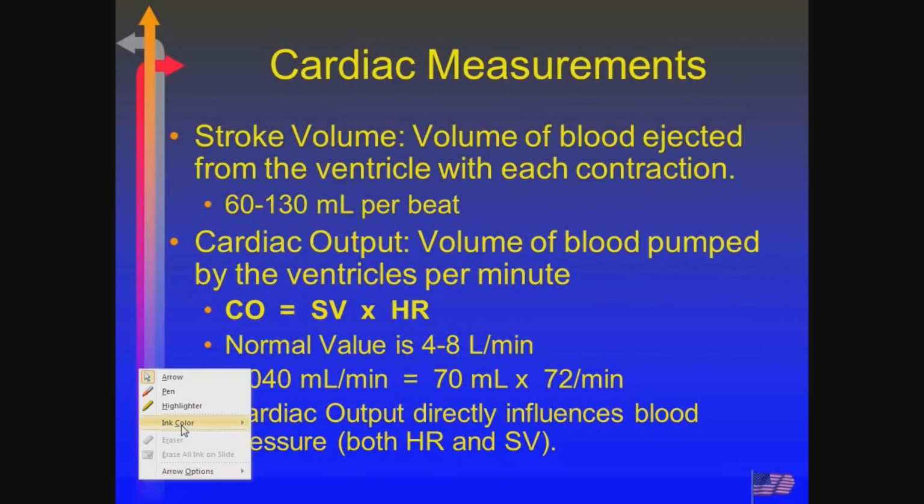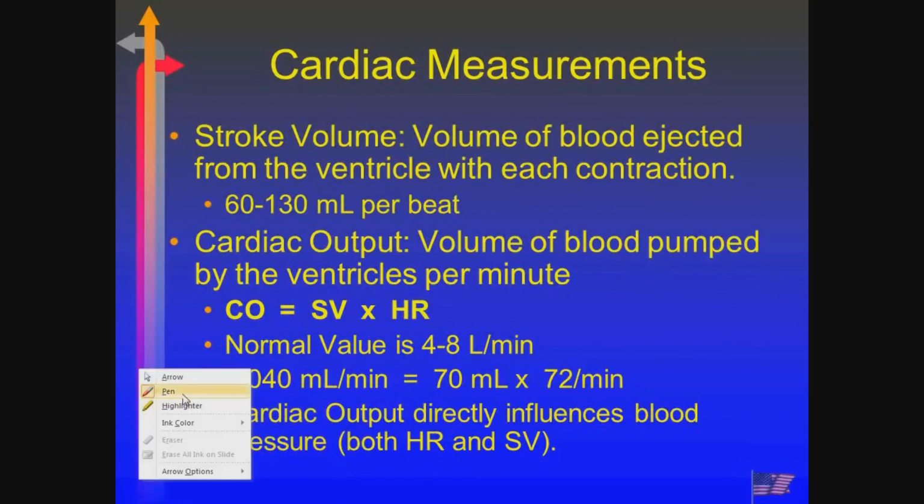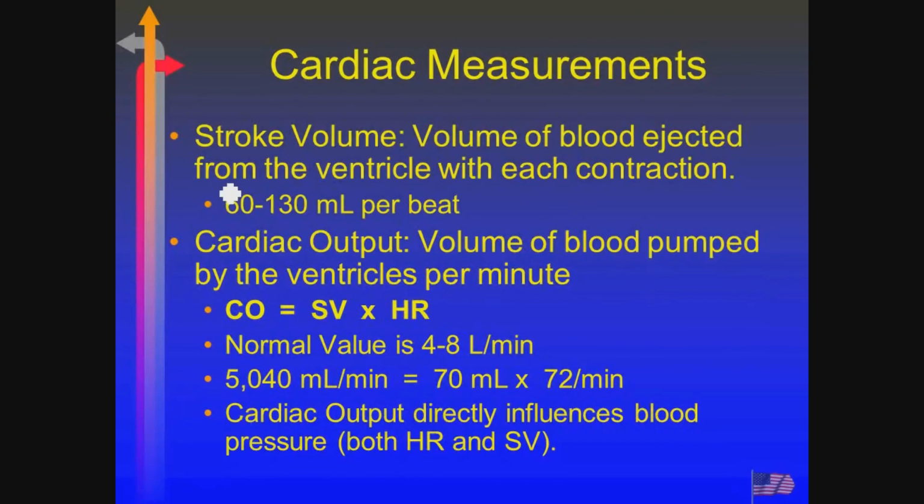ventricular contraction. It's roughly somewhere on the order of 60 to 130 milliliters per beat. Normal heart rate is somewhere between 60 and 100. If you just do middle points of that, 70 times 70, roughly 5,000 milliliters per minute, or 5 liters per minute. And that cardiac output directly influences what the blood pressure can ultimately be.